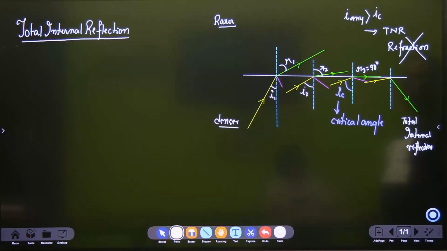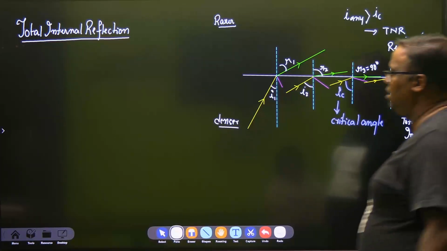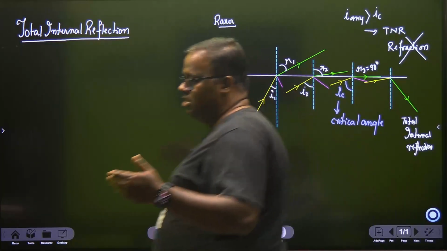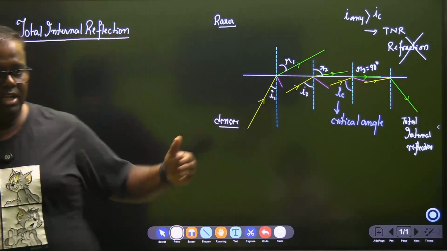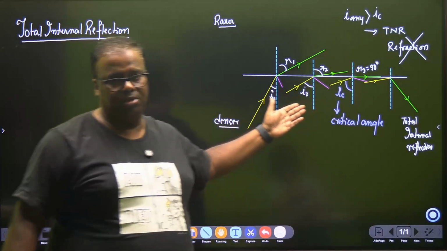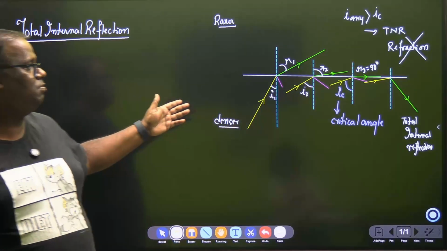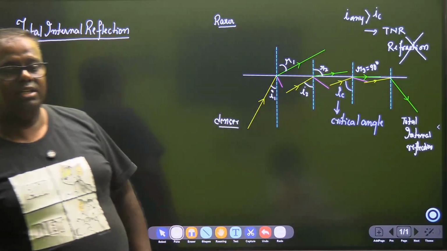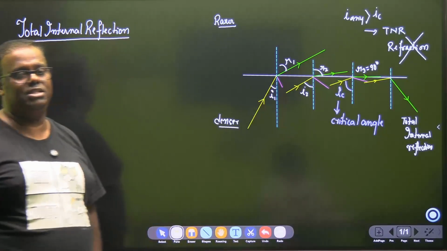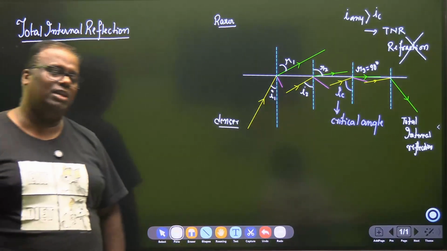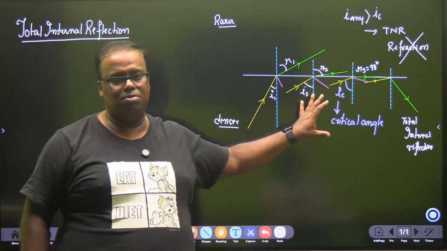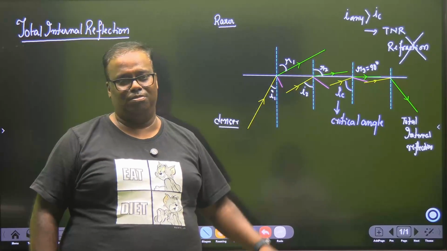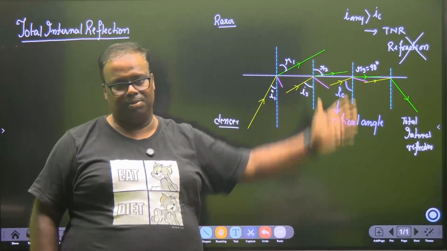So it is a phenomenon due to which a ray of light, when it is passing from denser to rarer, makes an angle of incidence greater than the critical angle for the incident medium. In such a scenario, the refraction does not take place and the ray is completely reflected back in the same medium. Say this is the denser medium, this is the rarer medium. The ray is trapped back in this medium itself. You don't allow the ray to escape. Okay?